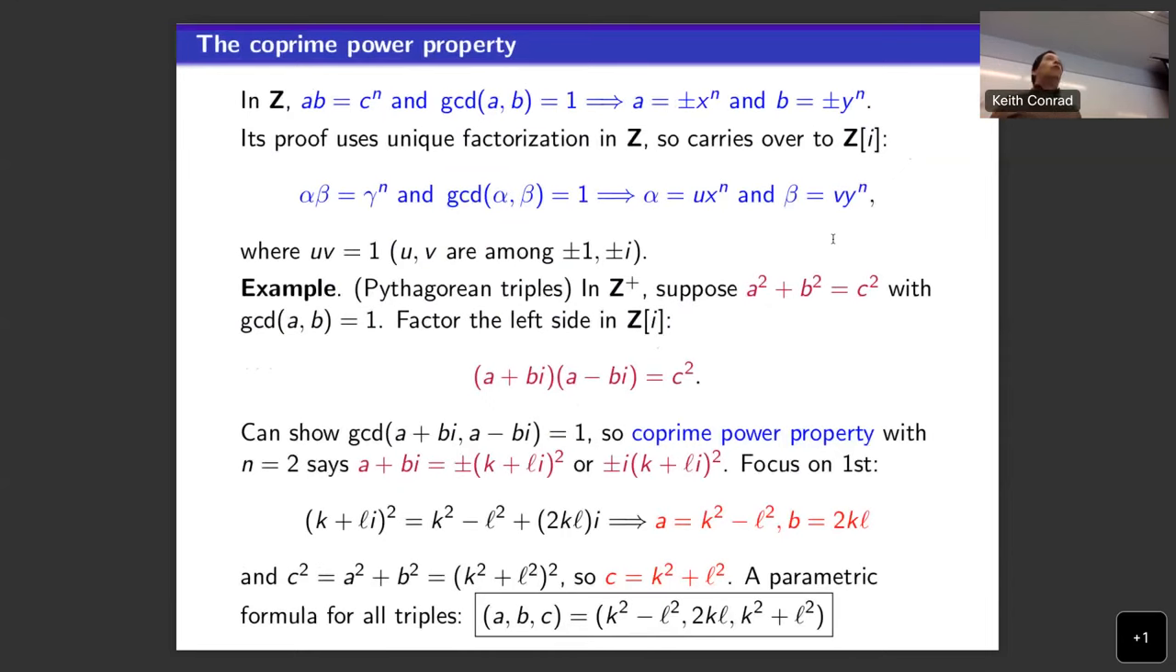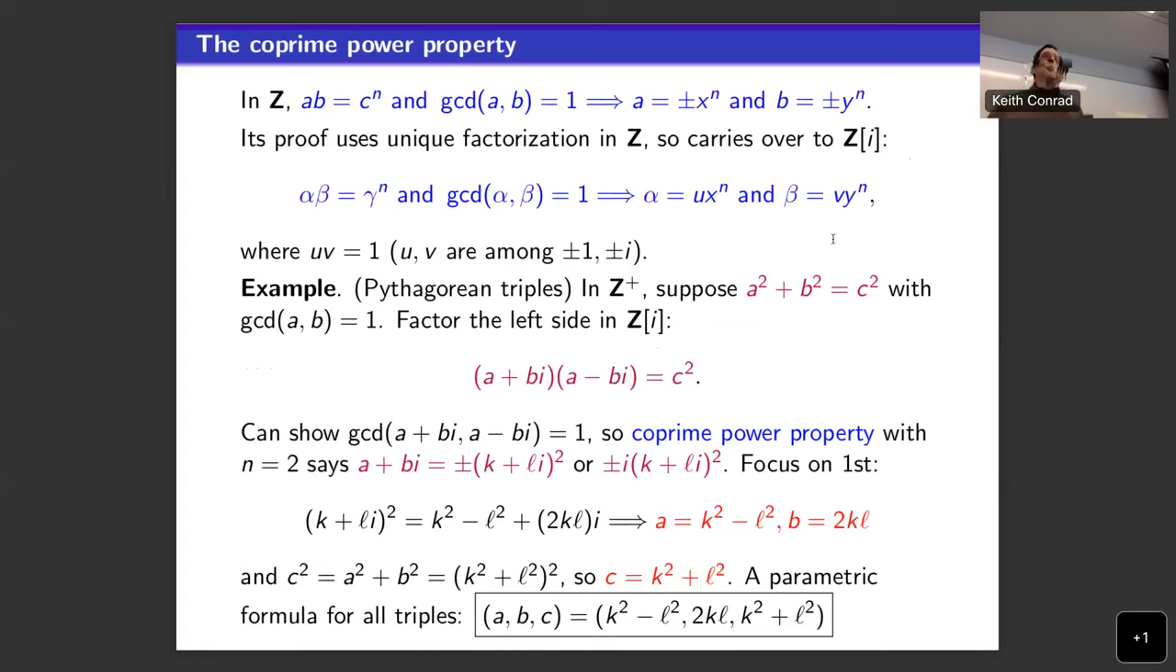So of what use is the coprime power property? I'll show you how we can use this property in Z[i] to say something in the ordinary integers. Suppose we want to understand Pythagorean triples, a squared plus b squared is c squared. Let's just focus on the case when a and b are relatively prime. Well, in Z[i], I can factor the left-hand side: a plus bi, a minus bi. And it turns out when a and b are relatively prime integers, these factors on the left side are themselves relatively prime in Z[i].